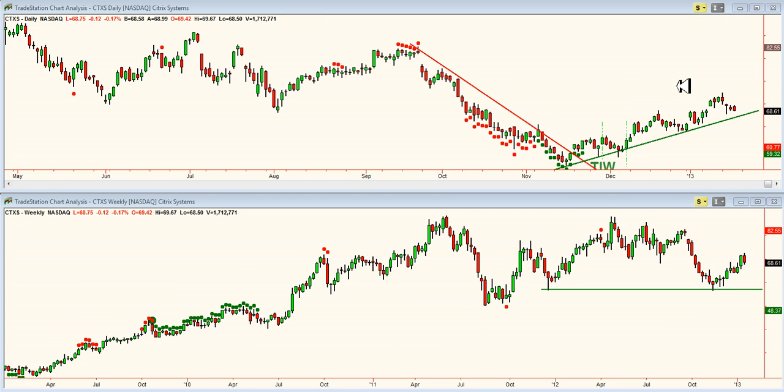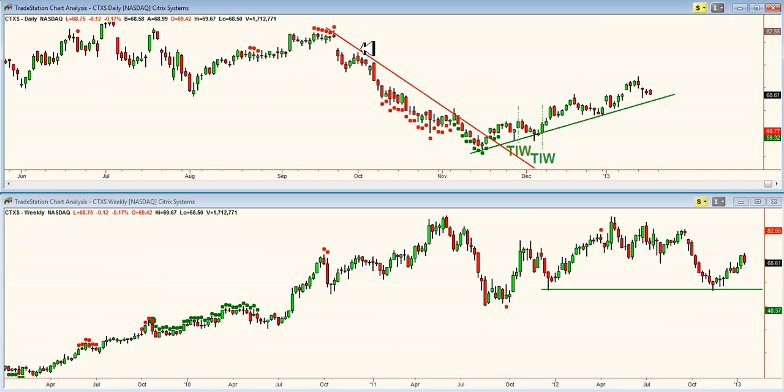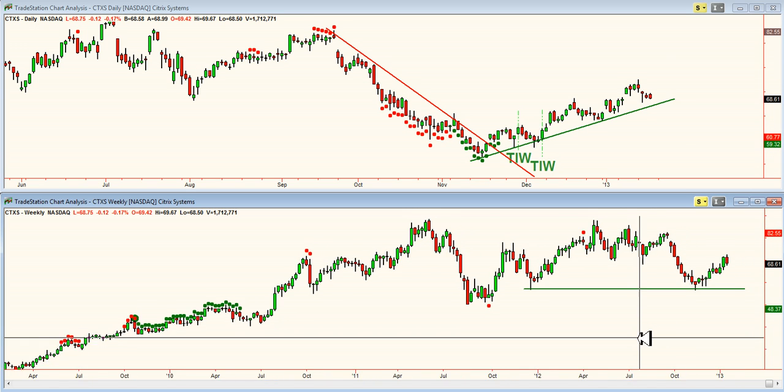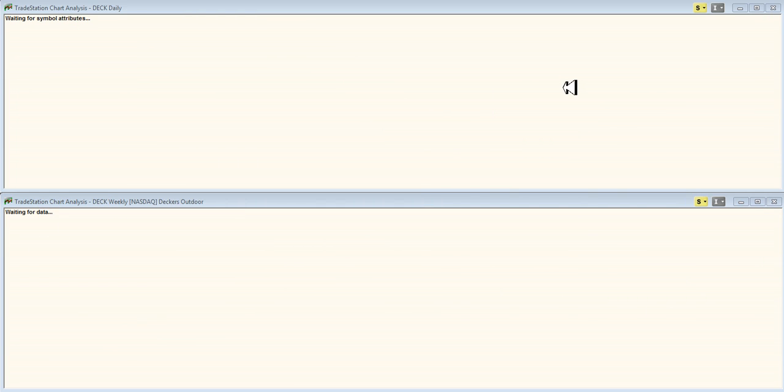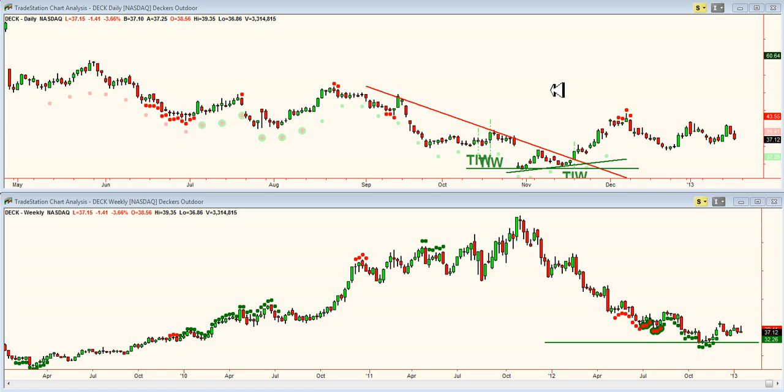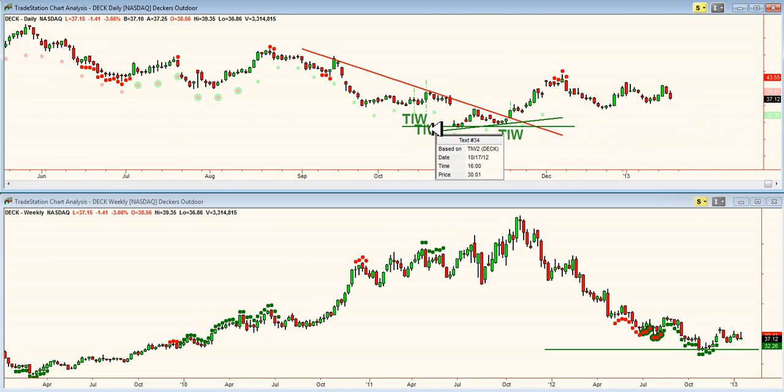CTXS, downtrend line, exhaustive, both red and green dots at a nice support level. There it was, our signals, reversal of trend. DECK, nice, there it was here again. Couple of them that failed. High candle count on the weekly, set up a nice support level, and then a nice one that worked here on a reversal on DECK.